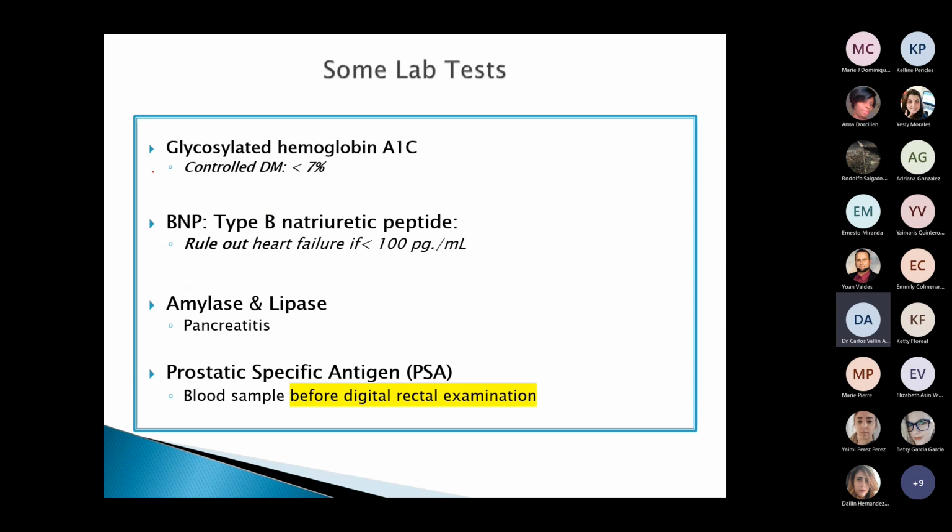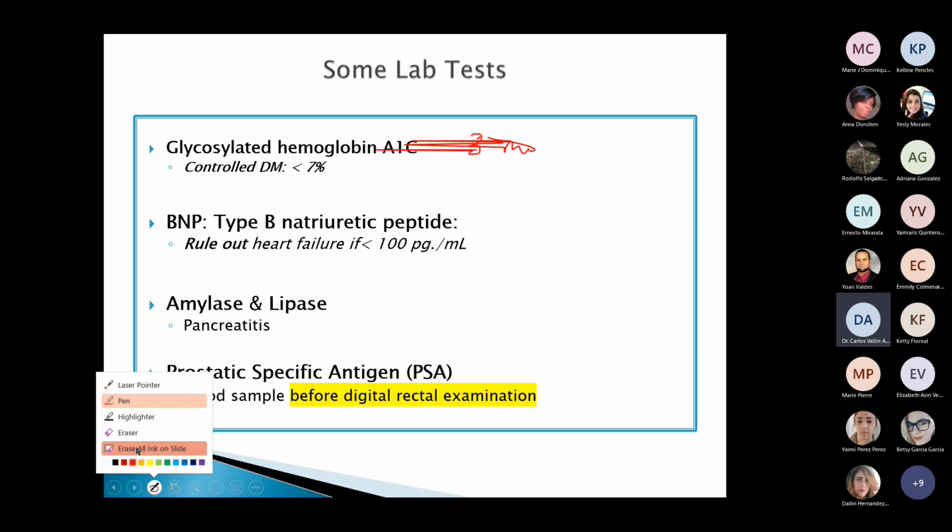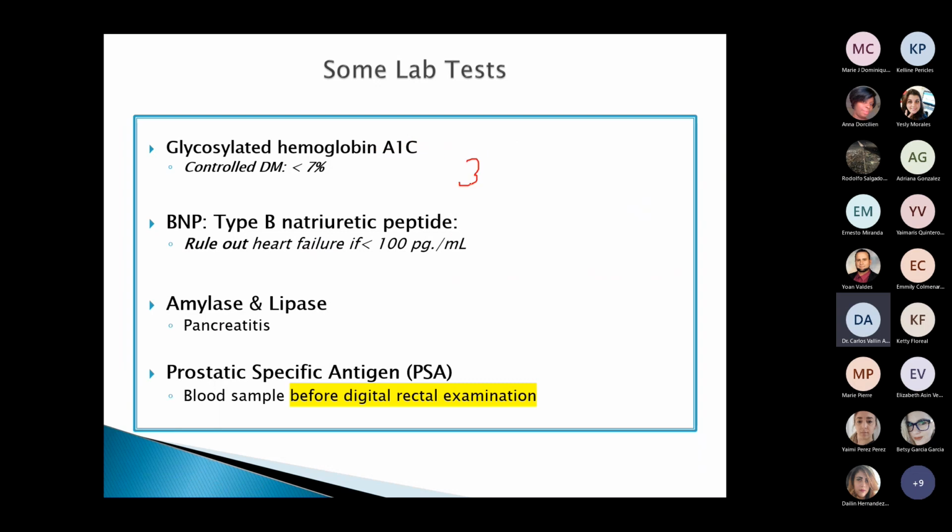The glycosylated hemoglobin is an average of all the glucose levels of a person over a period of around 3 months. It's a classical question in your NCLEX. So it is a period of 3 months.